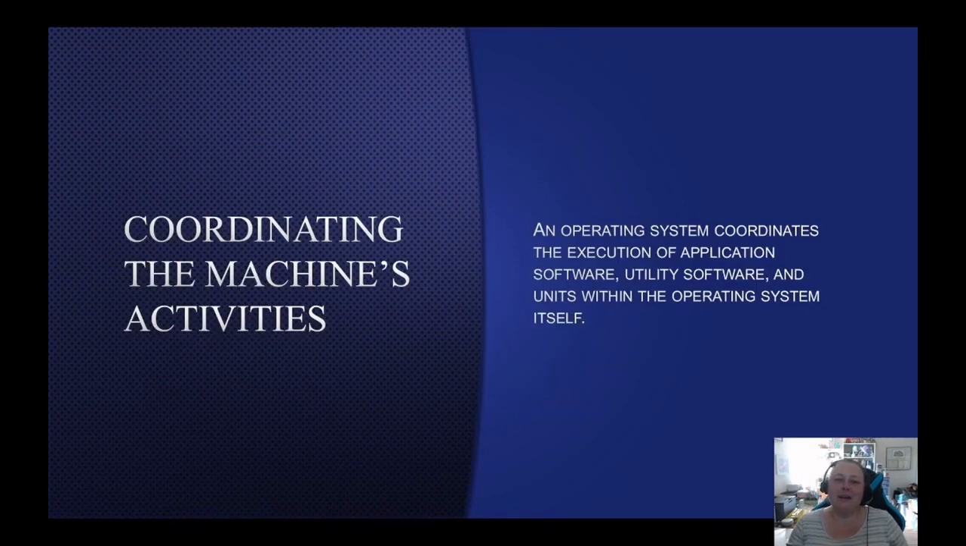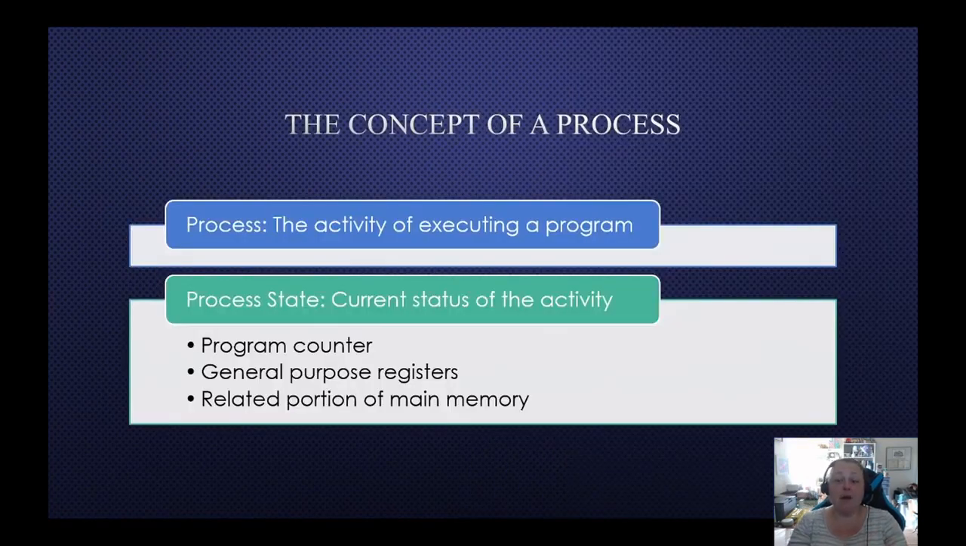Now, another task of your operating system is that it does oversee the coordination of program execution, utility software, and other units within the operating system itself. In order to do this, let's start with a concept called a process. A process is a fundamental building block of modern operating systems. A process is an activity of executing a program under control of the operating system. The current status of this activity is called the process state. The process state is like a snapshot of what is happening in the machine at any given moment.